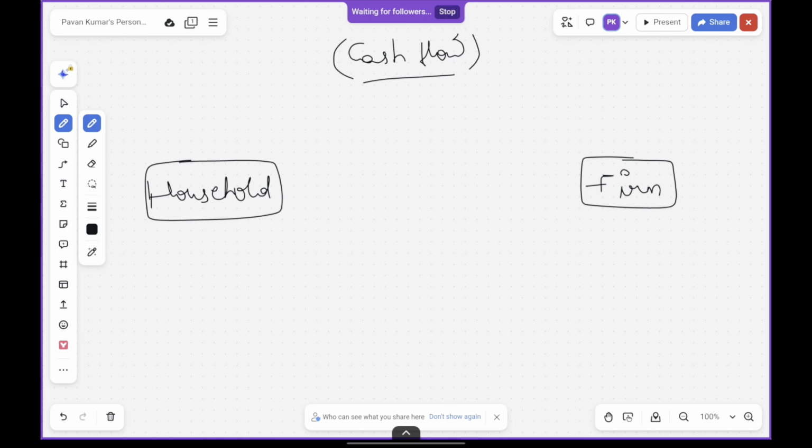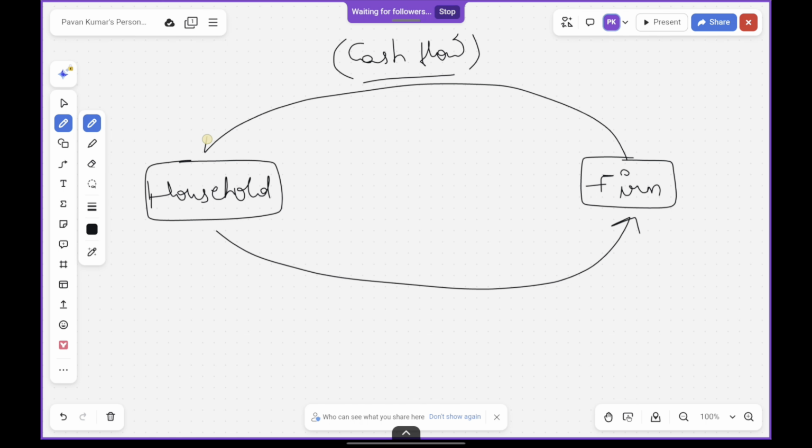So before we start, the household has a direct relation with the firm, and the same goes for the firm to the household. That means the firm has a direct relation with the household and the household has a direct relation with the firm. So here we have to make sure the money is the common factor which is actually making us all play. So how is that?